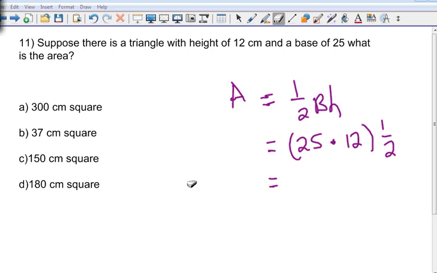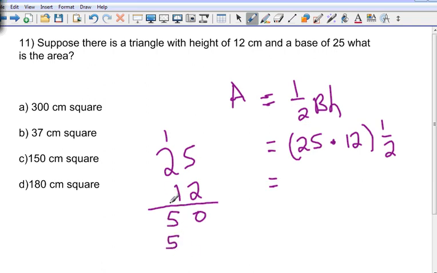All right, so when we multiply 25 times 12, we'll get 300. And the way I got that was this. 2 times 5 is 10. Carry the 1. 2 times 2 is 4, plus 1 gets me 5. Now, 1 times 5 and 1 times 2.